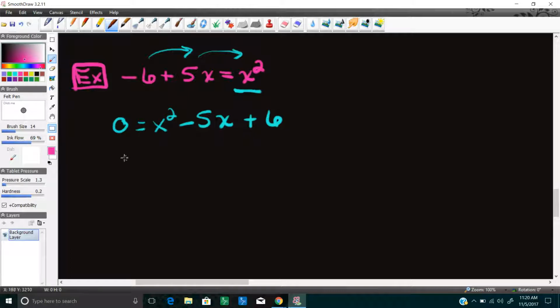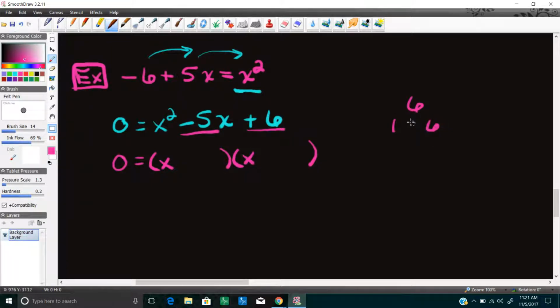Now I can try to factor this. So let's put our parentheses. Notice that I did put the 0 backwards. It doesn't really make a difference. It's the same thing. So x and x. Let's see, we want factors of 6 that are going to add up to negative 5. So this one's always a tricky one. I'm going to write it down because people always mistake this one.